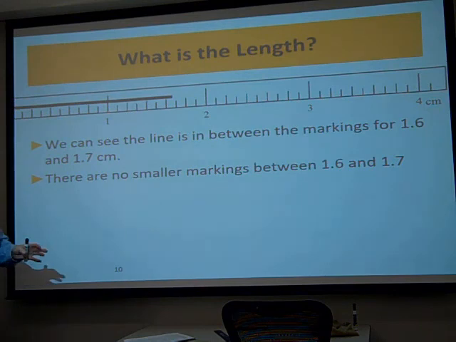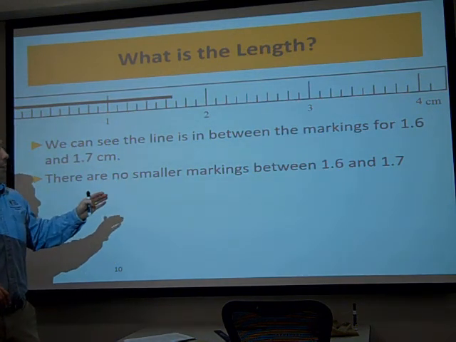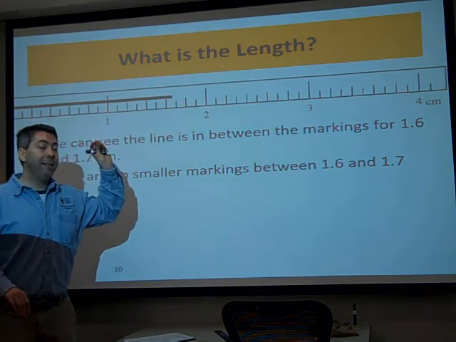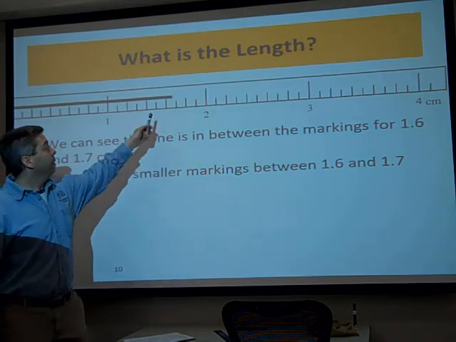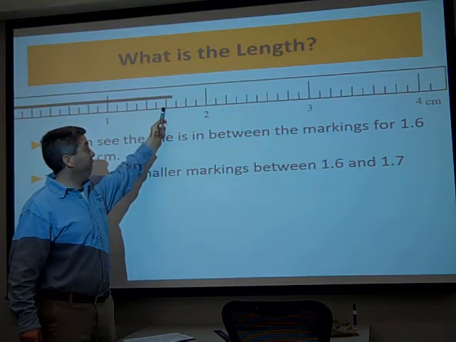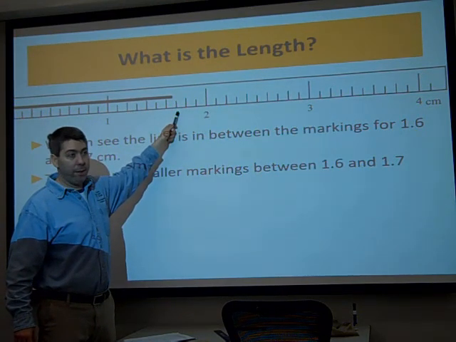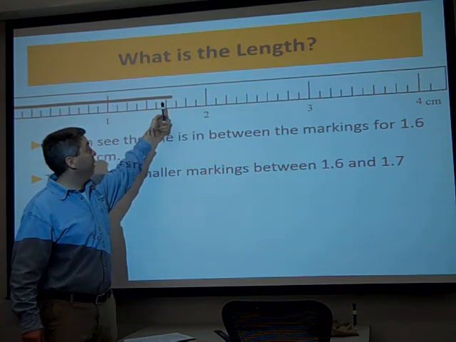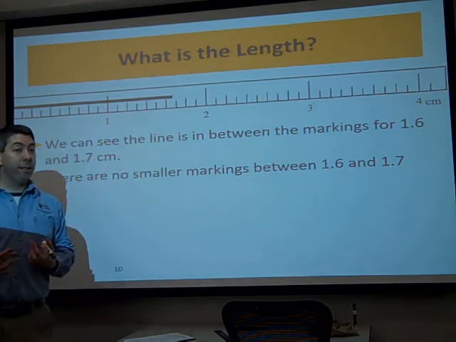There are no smaller markings, so I can only estimate one digit past. So I know this is 1.6 something. Now, is this closer to the 1.7 or is it closer to the 1.6? Closer to the 1.7, right? A little bit further over to this side, just a little bit past though, right? So what would you say this is?